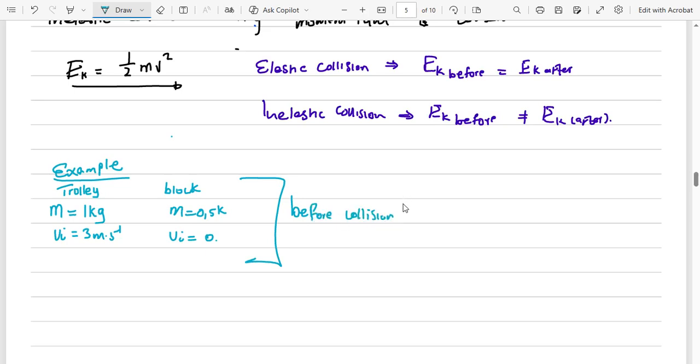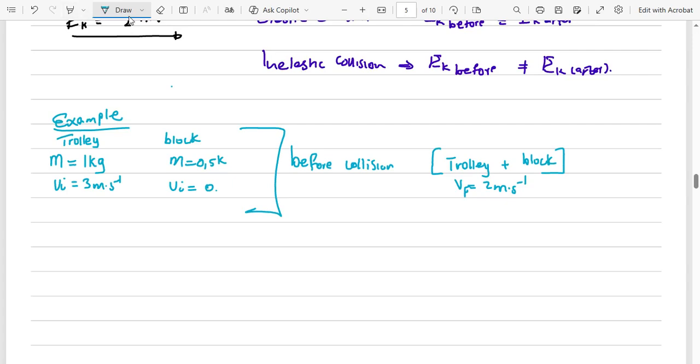Right. So after collision, the trolley and the block move together. So the trolley plus the block, these two, they move with the velocity of 2 meters per second. So this is your V final. After collision again. So in the original direction, is this collision elastic or inelastic? That's a question.